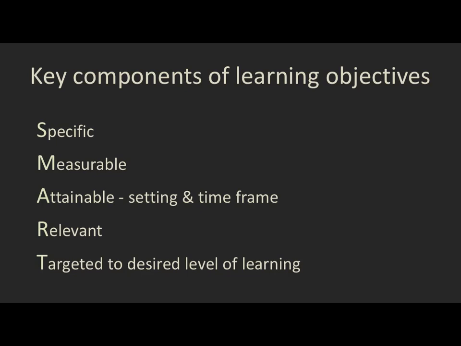Now, I'm sure you've heard SMART referred to in a number of different areas before, but basically it can be applied to learning objectives. So they should be specific, very clear. They should be measurable if you choose to measure whether somebody achieved them. They should be attainable in the time that you have available. So if you're going to talk about all of sarcoidosis in half an hour, that's not going to work. They should be relevant, so they should be important information for them to learn, and then targeted to the appropriate level of learning.